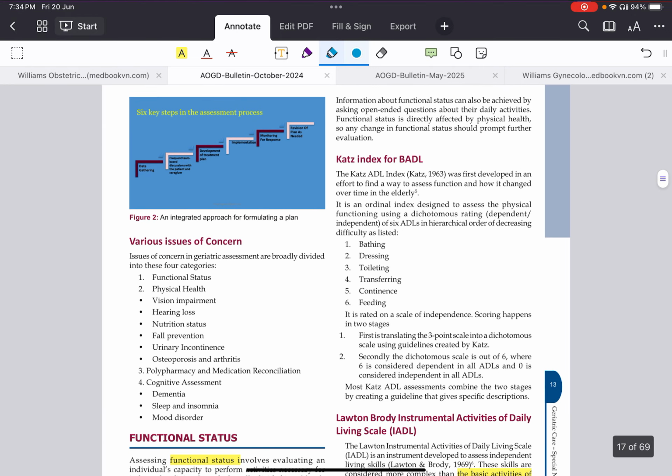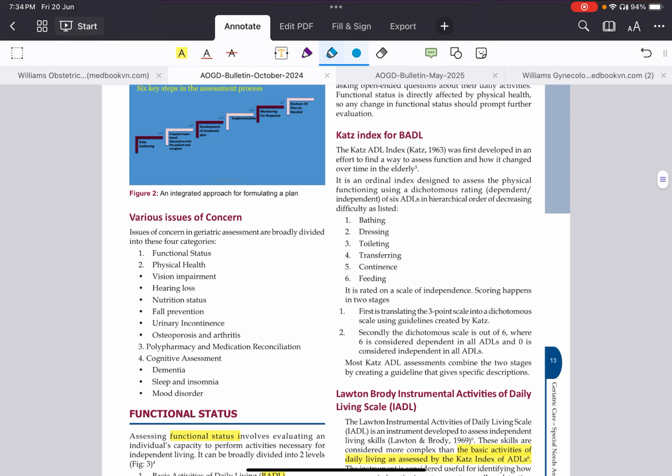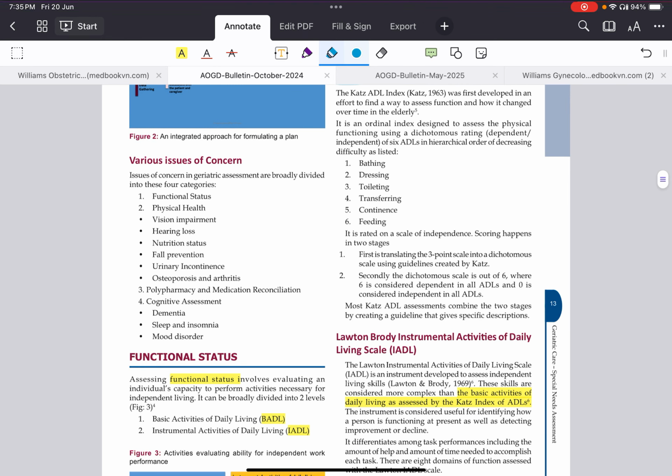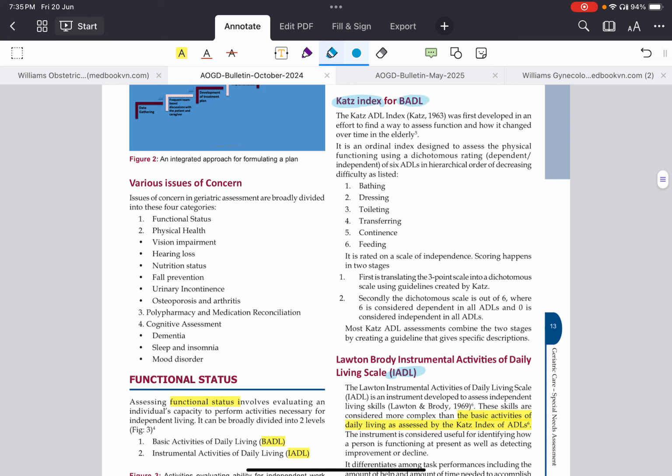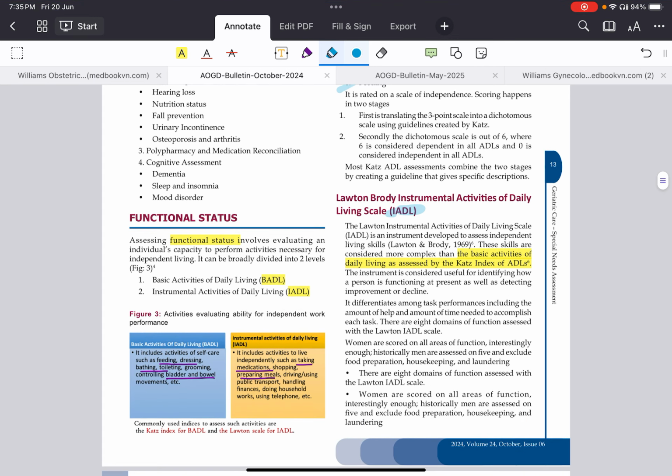So there are some indexes to find out the main problems. There are two indexes. One is the Katz index, and the other one is the IADL index. The first, the Katz index, is for basic activities of daily living. It covers basic activities like getting up, taking a bath, dressing, toileting, transferring, continence, urine continence, fecal continence, and feeding. These are basic needs. And the Lawton-Brody instrumental activities of daily living scale is there.